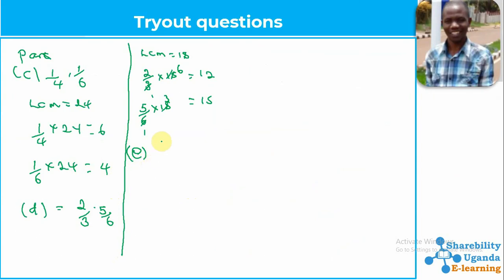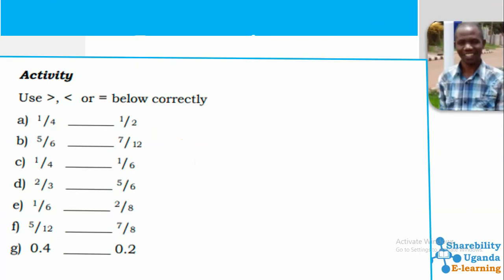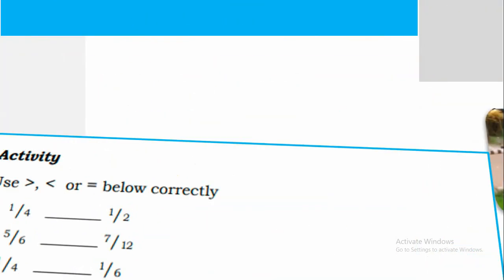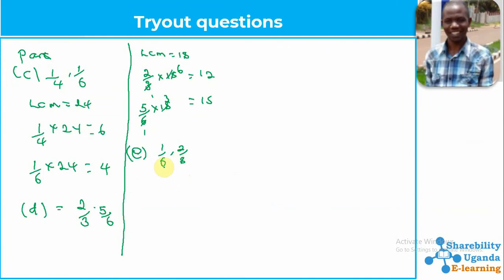Our part E is what? It is 1 out of 6 and 2 out of 8. Is that true? 1 out of 6, 2 out of 8. So that is our part E. We want to look out for a number which can divide this.